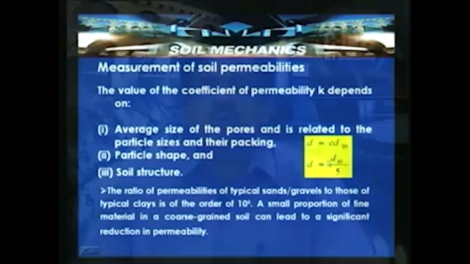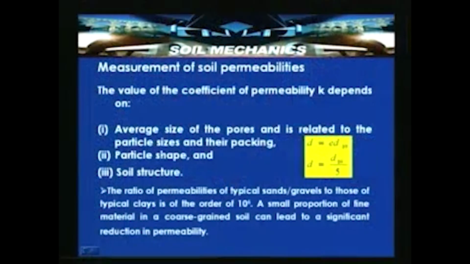We have discussed this during the capillarity phenomena. We said that D, which is nothing but the pore space, is approximated as eD10, where e is the void ratio and D10 is the effective particle size. If the effective particle size of a clay soil is very small, then we can expect very minute, miniature pore spaces for clay soils. So, it has a different value of permeability.